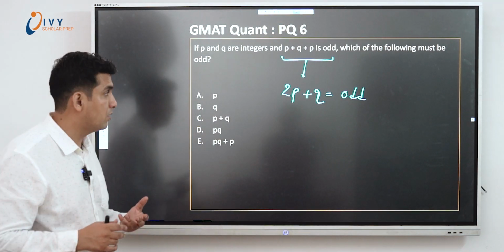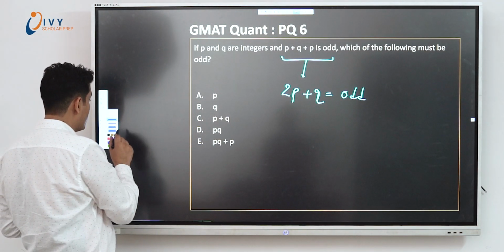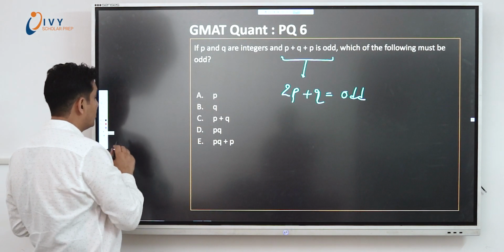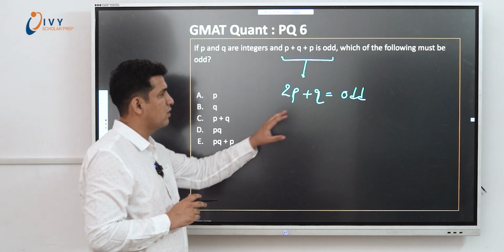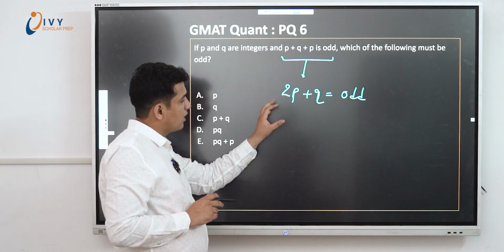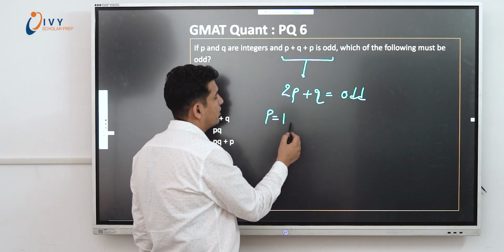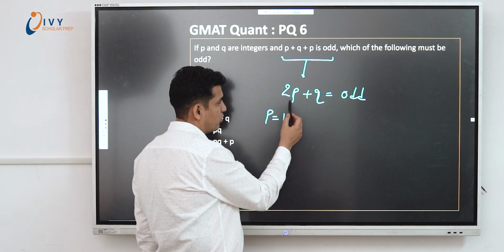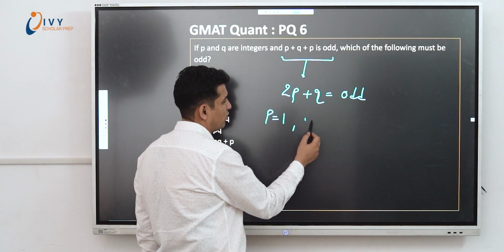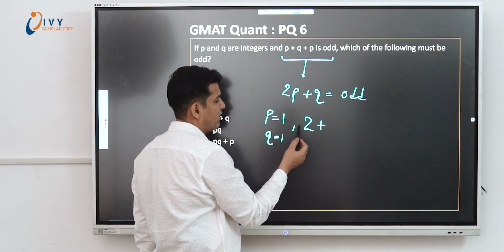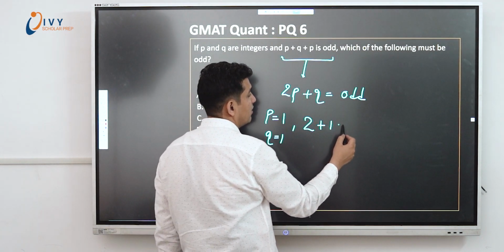So what is the way to do it? Maybe if you're starting your GMAT journey, what is the easier way to think about it? As you know, the summation is odd, so you'll look around at what is possible. So let's take some values. If I take p to be 1, 2 into 1 is 2. So if I want to make an odd, I'll have to take q to be, let's say, 1, 3 or something. So this gives me 3.